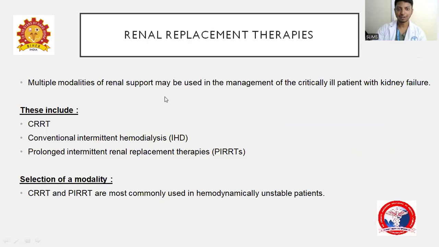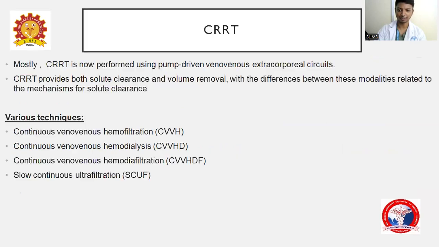RRTs: multiple modalities of RRTs may be used in management of critically ill patients with kidney failure. These include CRRTs, intermittent hemodialysis, and prolonged intermittent renal replacement therapies. CRRT and PIRRT are most commonly used in hemodynamically unstable patients. Among CRRTs, various techniques that can be used are CVVH, CVVHD, CVVHDF, which is continuous veno-venous hemodiafiltration, and SCUF.